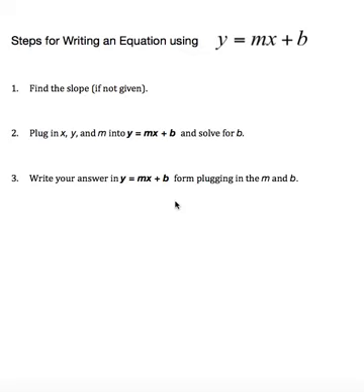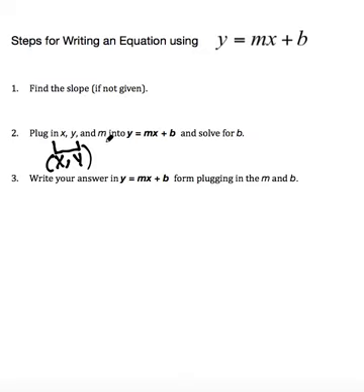Some problems will give you the slope. Sometimes they'll give you two ordered pairs, and we have to use the slope formula to find the slope. Once we have the slope, then we're going to plug in our x value and our y value and our m into y equals mx plus b. Let's recall the x and the y right here are going to be the ordered pair that they give you.